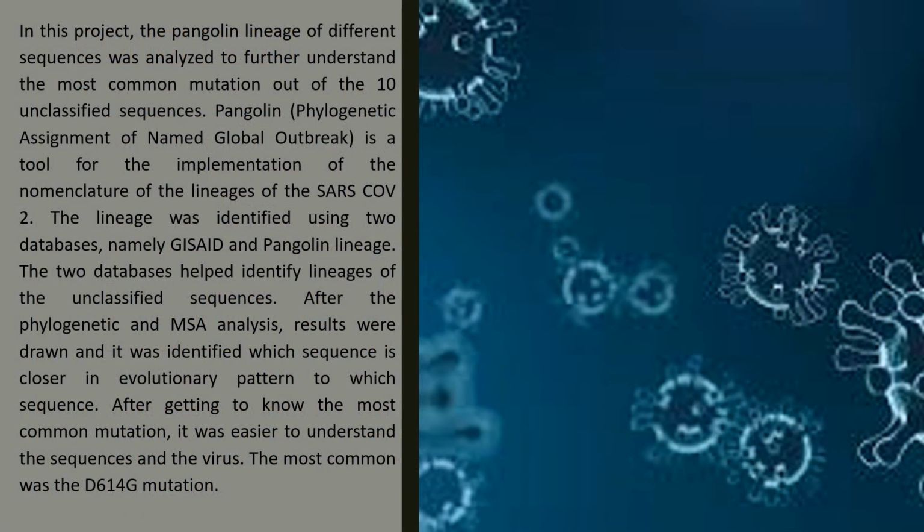In this project, the pangolin lineage of the different sequences was analyzed to further understand the most common mutation out of the 10 unclassified sequences. Pangolin, which stands for Phylogenetic Assignment of Named Global Outbreak, is a tool for the implementation of the nomenclature of the lineages of SARS-CoV-2. The lineage was identified using two databases, namely GISAID and Pangolin lineage. The two databases helped identify the lineages of the unclassified sequences and the classified sequences.